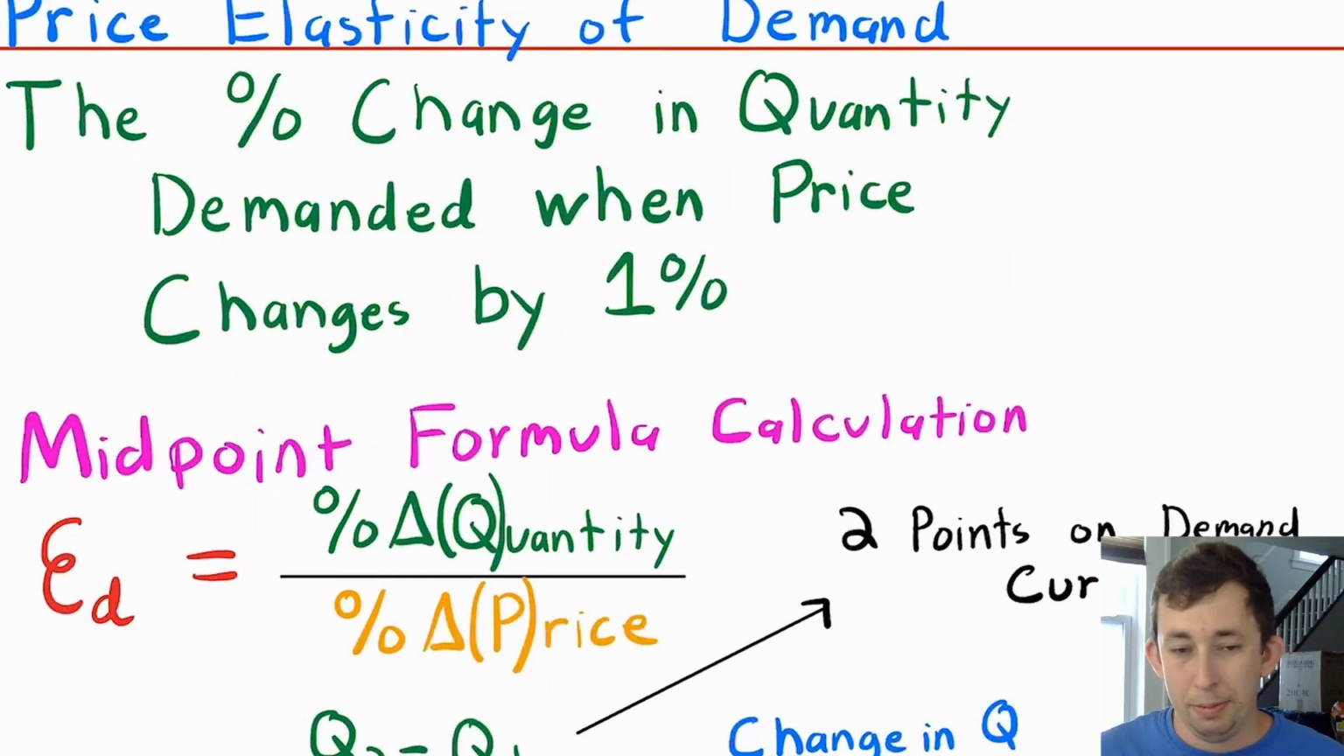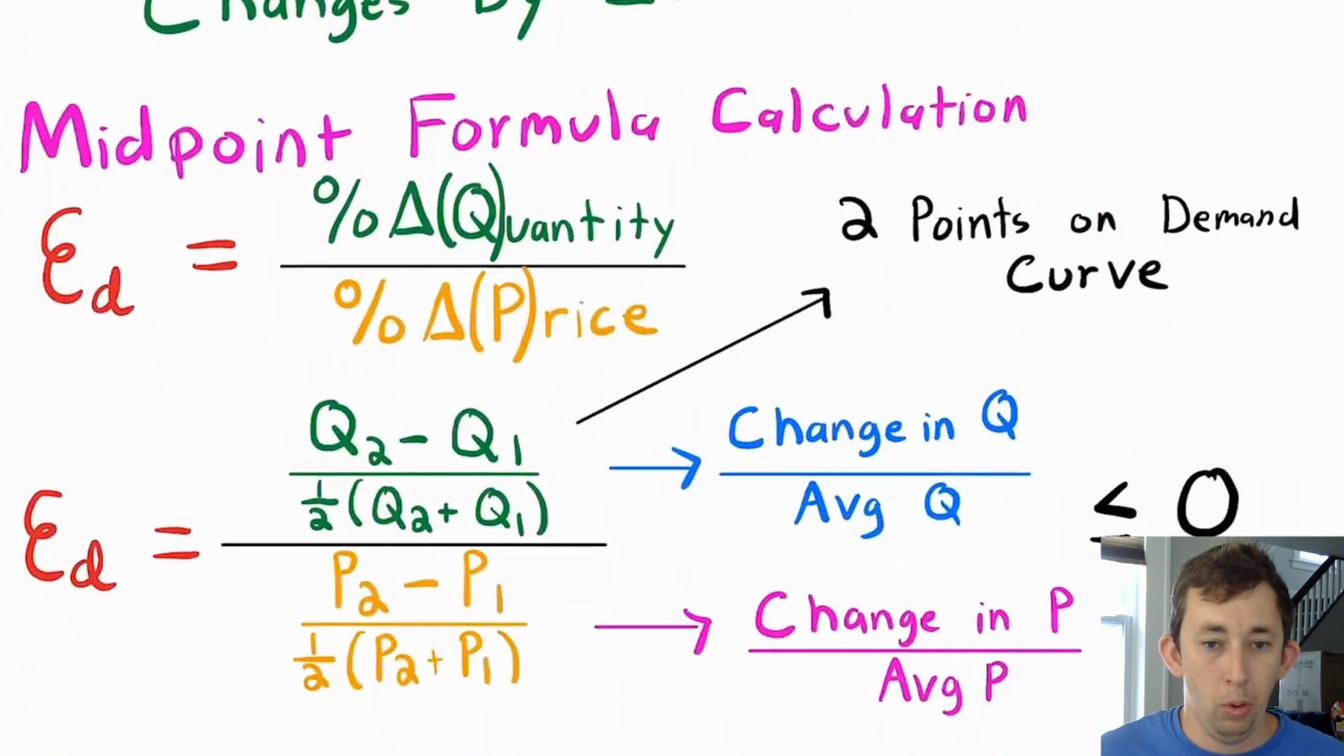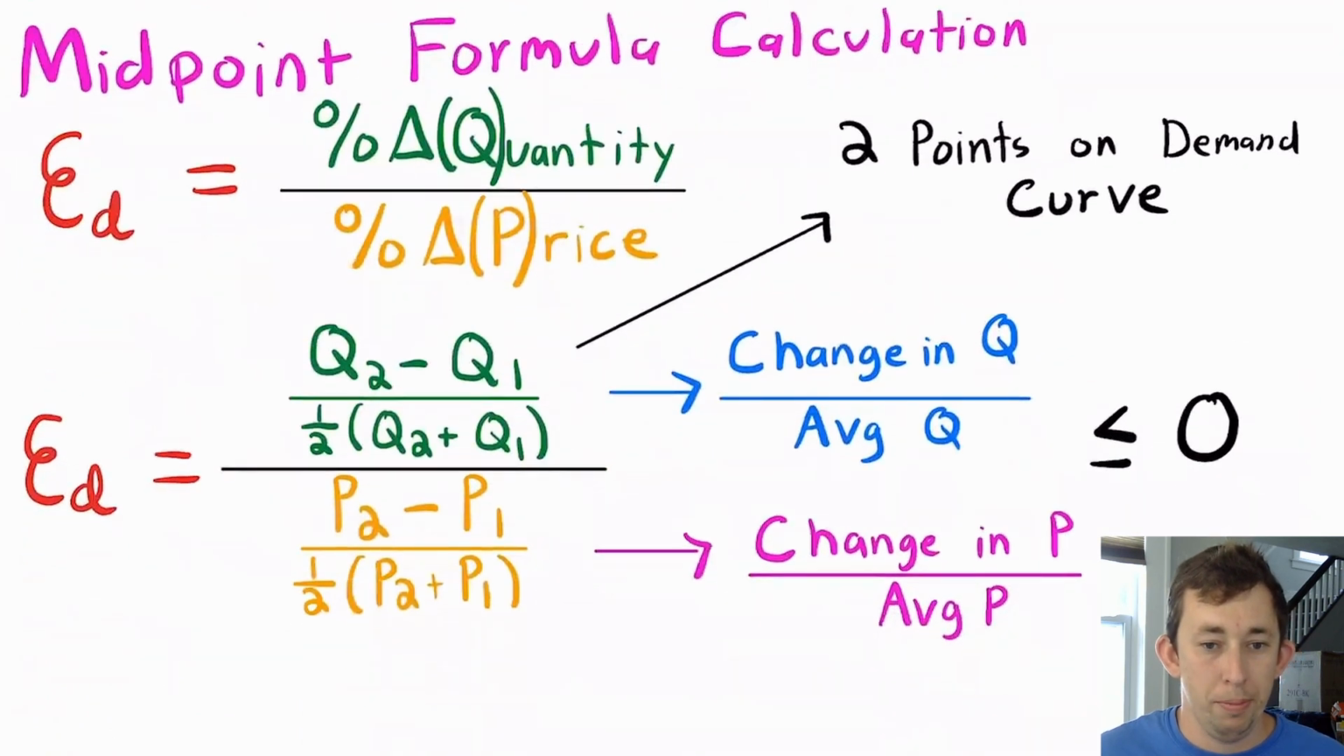Like I said last time, the price elasticity of demand is the percentage change in quantity demanded when the price changes by 1%. We're calculating all these elasticities with a midpoint formula. So here's that midpoint formula again. Notice that these 2 points, the green quantity and the orange price, are coming from 2 points on the demand curve. We know that the elasticity can change along the demand curve, but in general, if we're dealing with an ordinary good, the price elasticity of demand should be negative because as price goes up, we should demand less.